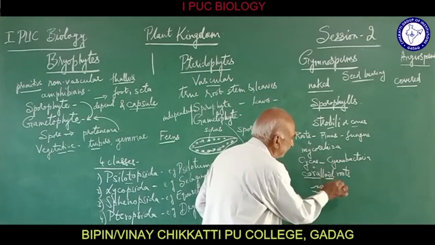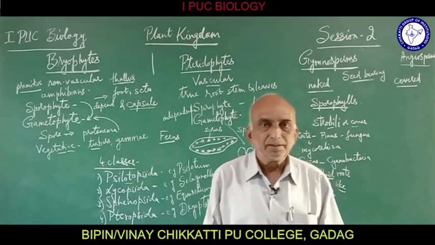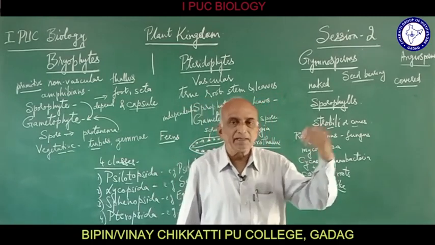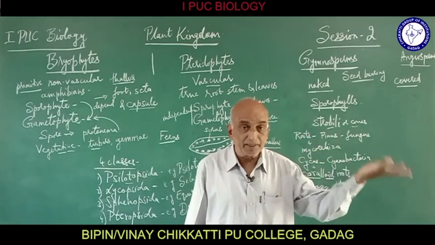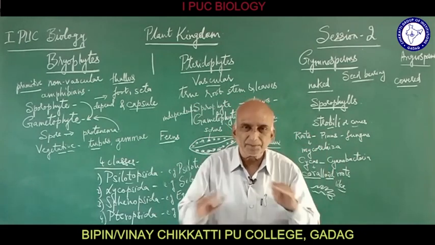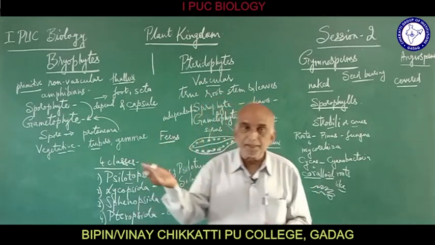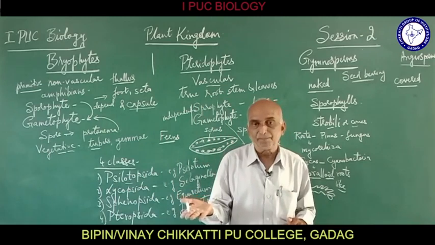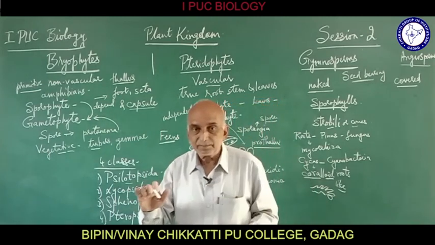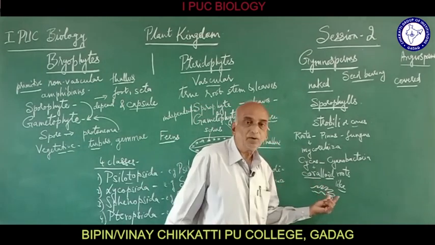So oid means like, resembling. Whenever you say, hey, you are like this, you are like that, we are comparing one individual to another. Hey, you are like a monkey or something like that we will be telling. So like means we are comparing. So coralloid roots means coral-like roots. They resemble the coral, and hence they are called as the coralloid roots.